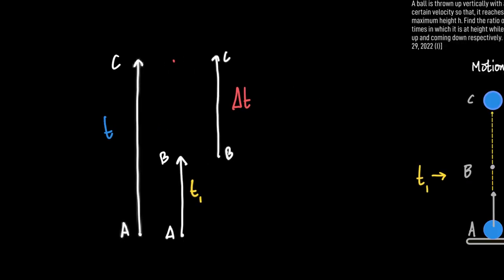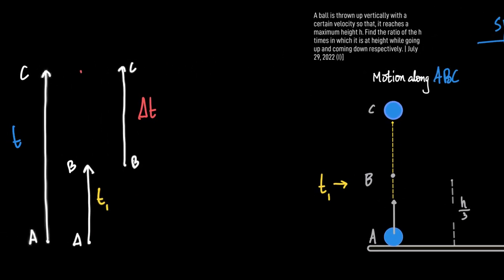To express T1, from A to C, the total time taken is TA, the time taken to reach the apex point. The time taken from B to C is delta T. If we consider the time taken from A to B as T1, what is this T1 equal to? TA minus delta T. So T1 would be equal to TA minus delta T.